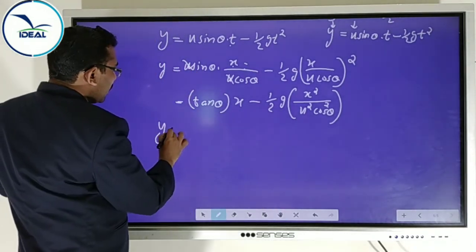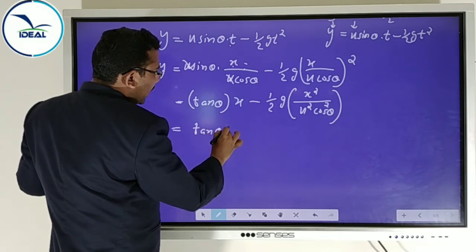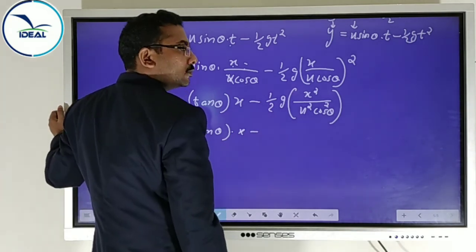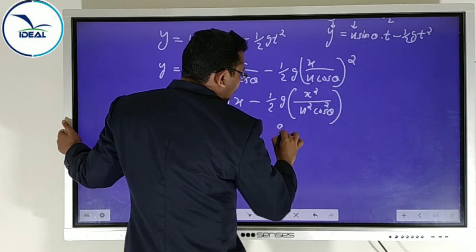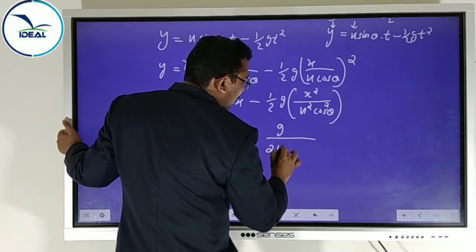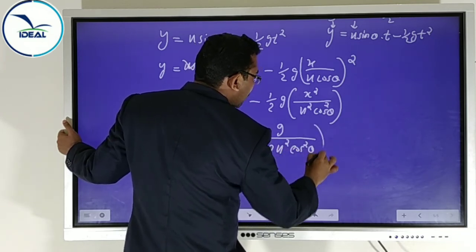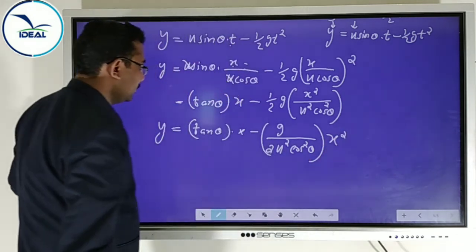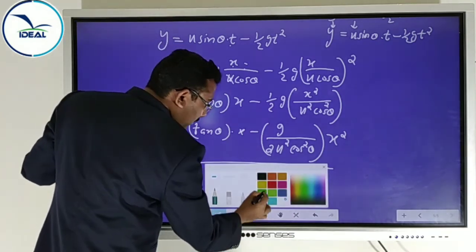That is y is equal to tan theta into x minus g by, we can take 2 in bracket, 2 u square cos square theta into x square. Look at this equation.